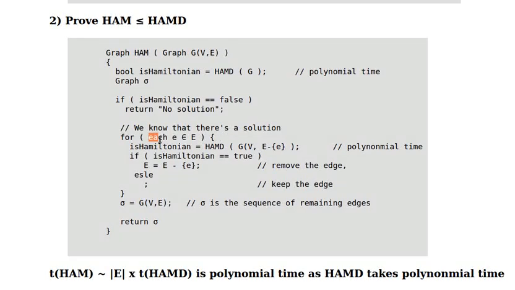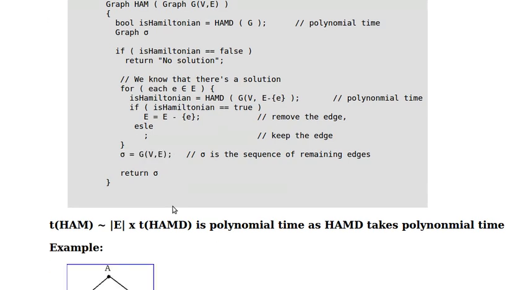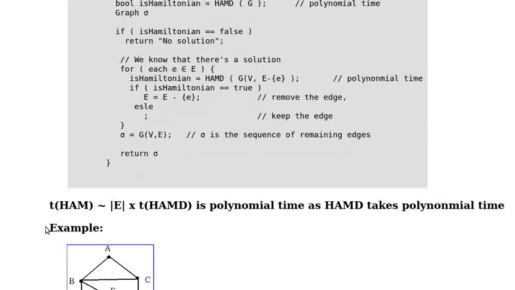Next, we systematically assess each edge. If the removal of an edge still preserves the graph's Hamiltonian nature, we eliminate it permanently. Otherwise, we retain the edge. The resultant sequence of edges, post this iterative process, forms a Hamiltonian cycle for the graph. The time to execute this algorithm is essentially the number of edges times the time to run HAMD. It is polynomial time if HAMD takes polynomial time. Thus HAM can be reduced to HAMD.